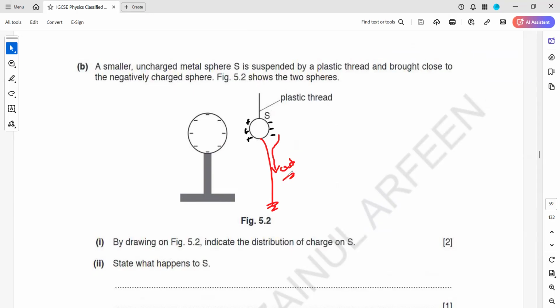Negative charges move out from the sphere to the earth due to the potential difference, or difference in the potential. They won't give us the potential difference, but Earth is zero potential always. Earth is considered to be zero potential. No voltage, zero potential. Movement of the charges, yes, it has some, but we consider it as zero potential. Negative charge, electrons.